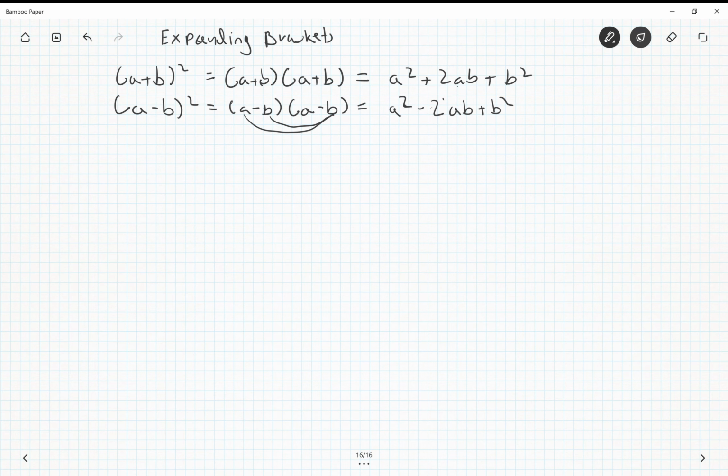So essentially in these two equations, a plus b whole squared and a minus b whole squared, the only thing that changes in the end result is the 2ab. So for a minus b, the 2ab will be negative, and for a plus b, the 2ab will be positive. So I guess that's it for now.